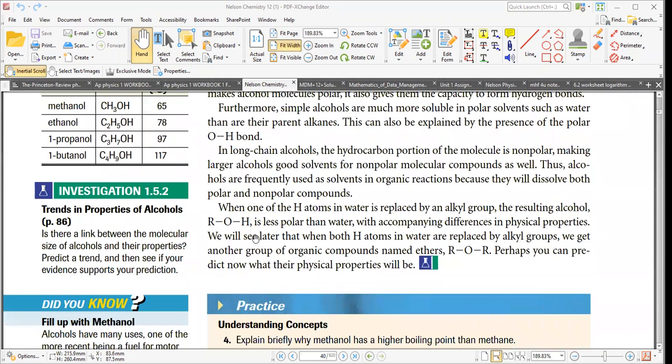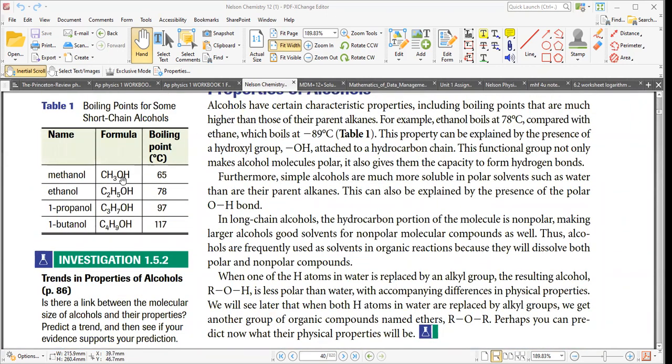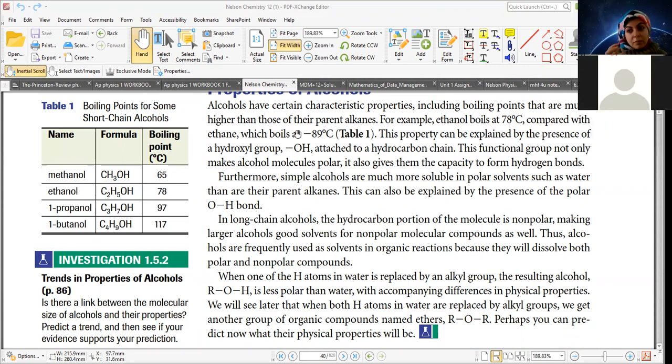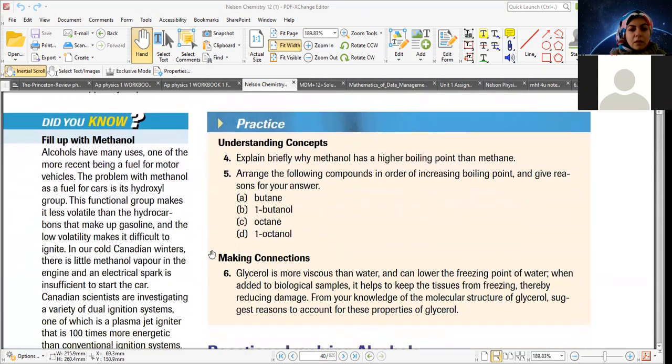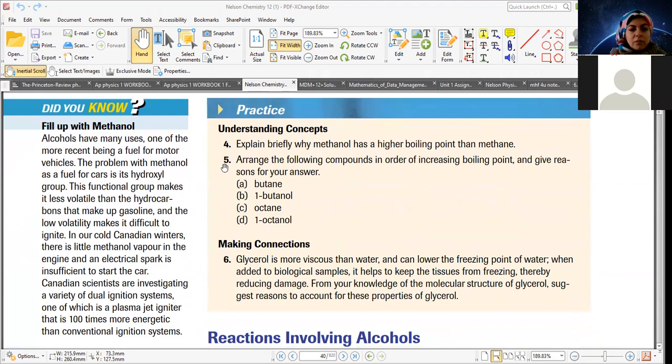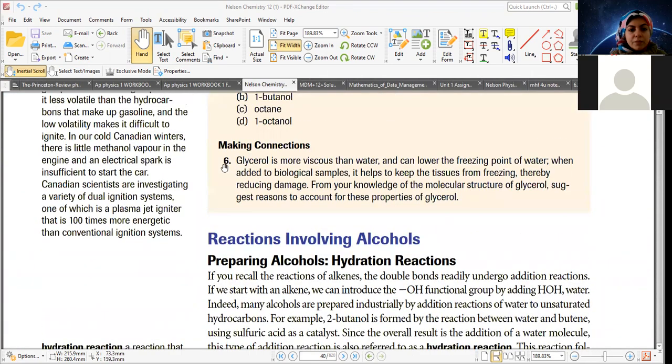Now, properties of alcohol, OH attached to that. Of course, this is going to be a polar molecule. As the size of the molecule is getting bigger, the boiling point increases because the surface contact is increasing, and it's harder for us to pull them apart, right? So that's why the bigger the molecule, of course, you have a higher boiling point. So question number 5, you do, this is page 42.